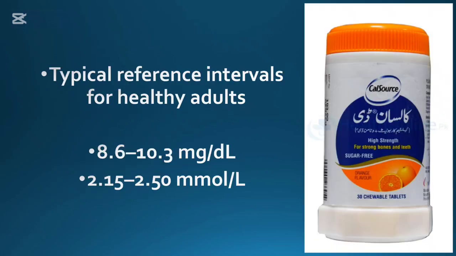For healthy adults, the reference interval for calcium is 8.6 to 10.3 mg per dL or 2.15 to 2.50 mmol per liter. It's important to note that small fluctuations outside this range can have significant health implications, highlighting the importance of proper calcium regulation.